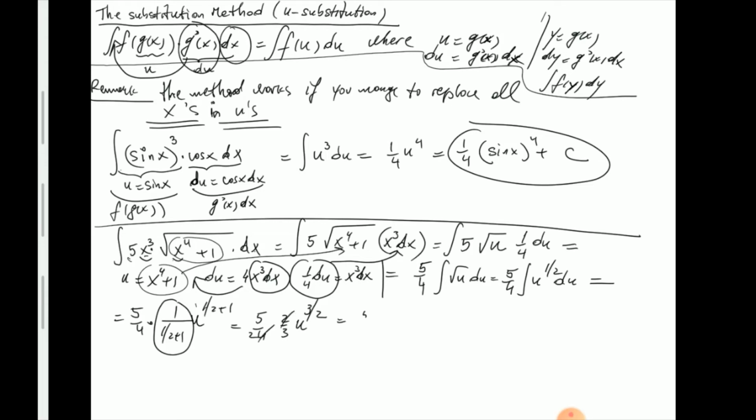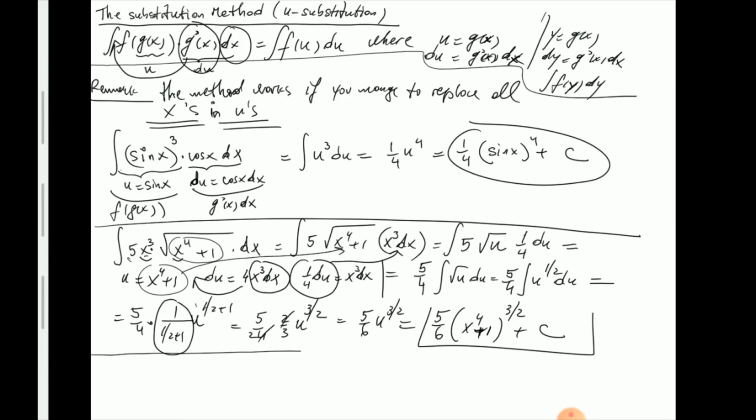4 with 2, that's going to be 5 over 6, u to the 3 over 2. Revert back to the substitution, so that's going to be x fourth plus 1 to the power of 3 over 2 plus a constant c. And we're going to do a couple of definite integrals on the last page.